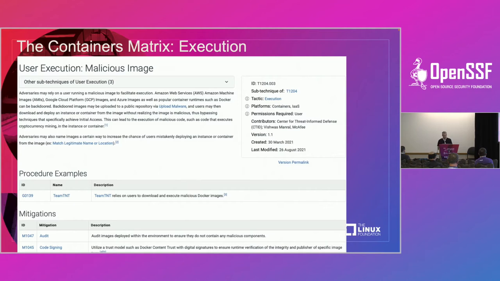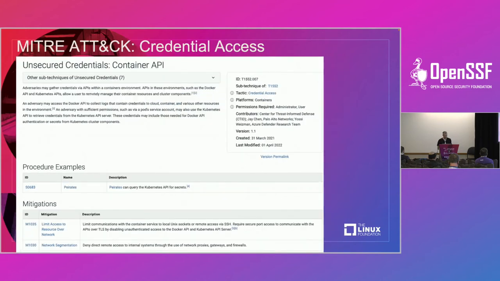So one example is execution. You can see, for example, malicious image. This is just one of the cells. So you can read all the information about how this can be abused. You can see who is abusing it. For example, Team TNT. It's a known attack group that is using it in order to get usage. I think in this case it was mainly for crypto mining. You can get the details on how you mitigate it, how you detect it. And overall, it's a good way for you to test how to avoid it in your clusters. You can even see who are the contributors of it, which is, again, very nice information.